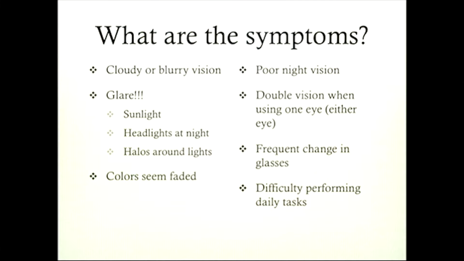So let's talk a little bit about the symptoms. Basically, cloudy and blurry vision, those are the mainstays. Your vision's just not quite as good as you'd like it to be. Glare is one of the biggest ones we have up here because of our extremes of light. Pupils are dilated during the wintertime, and the sun is right off the horizon all summer long, very, very bright.